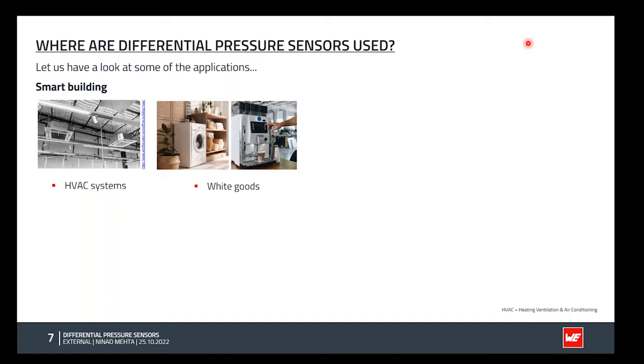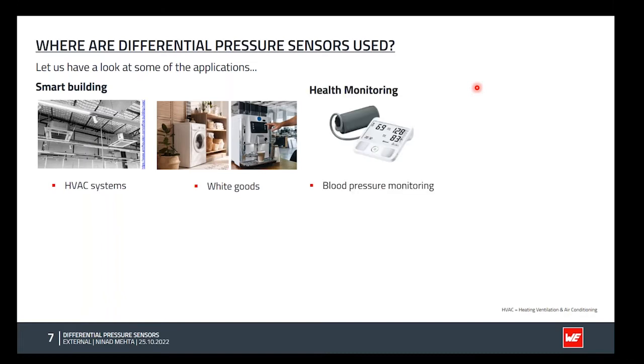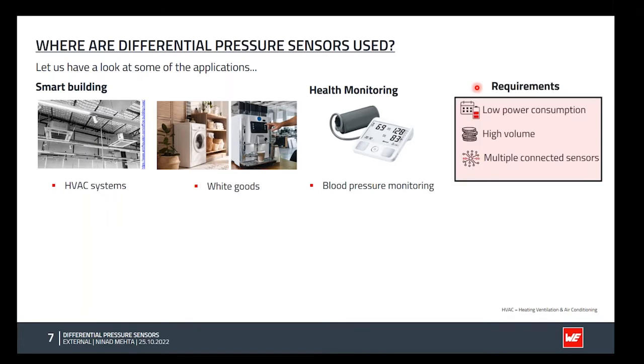Also, multiple sensors, or more than one sensor, are used, and they are all connected on a bus to one microcontroller. Even in health monitoring, for example blood pressure monitoring, a differential pressure sensor is employed. These applications always demand low power consumption. Applications like blood pressure monitoring are battery operated, so the sensor should have very low power consumption.